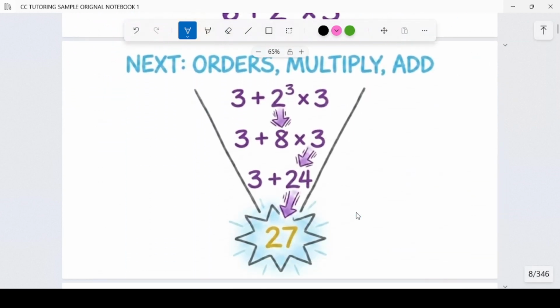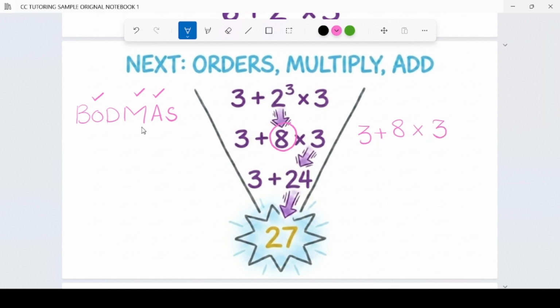Now moving forward. In this situation, we know BODMAS. According to BODMAS, how many operations do we have? We have the addition operation, the multiplication operation, and the order operation. So my first preference is solving the order. 2 to the power of 3 is 8. Now the equation is 3 plus 8 multiplied by 3.